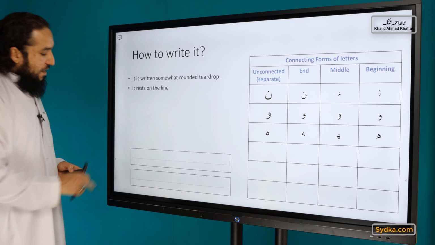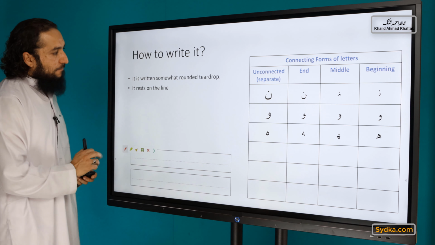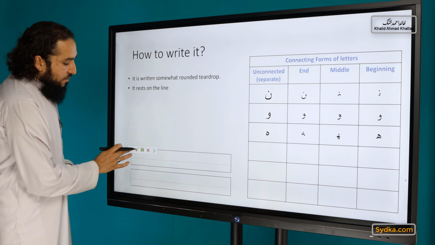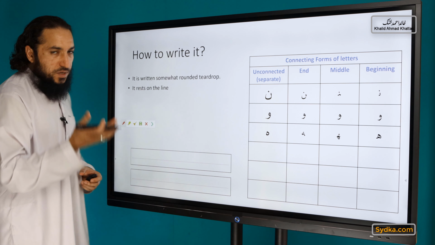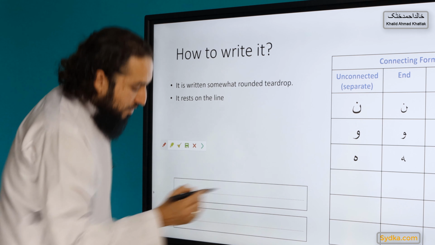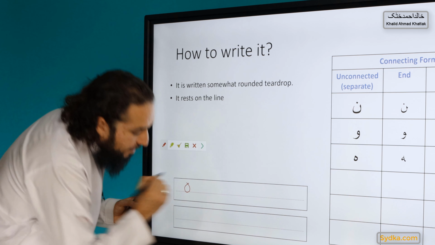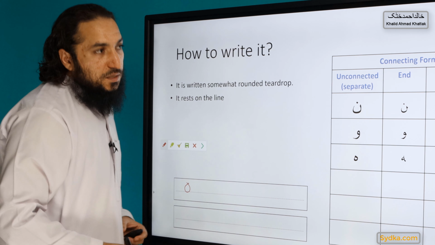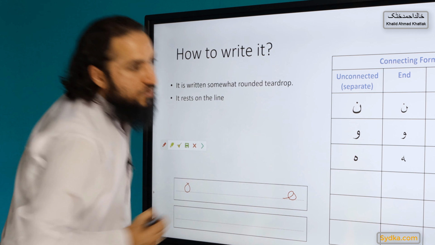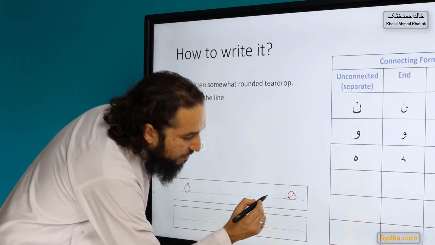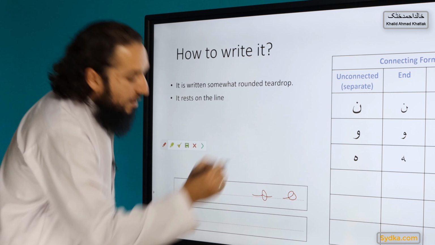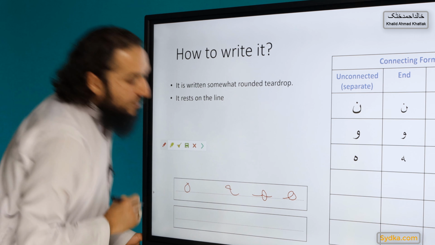Okay, how to write it? It is written somewhat around a teardrop, and it rests on the line. Let me draw it. So if it is unconnected, in its separate form, it is written like this, okay? That's when it's separate. If it is in the beginning, you have to draw it like this. That's how you draw it in the beginning. And in the middle, it looks like this, and at the end looks like this.